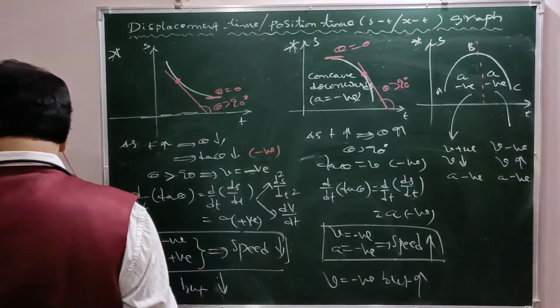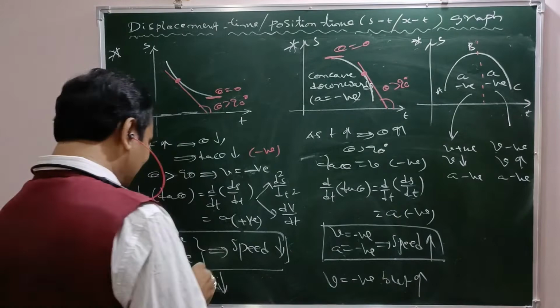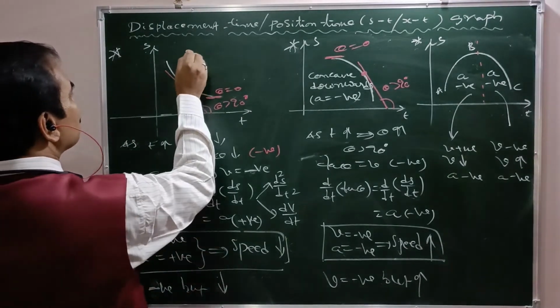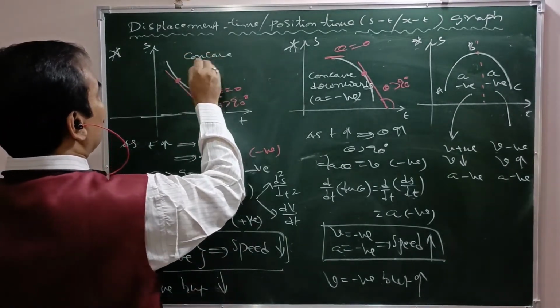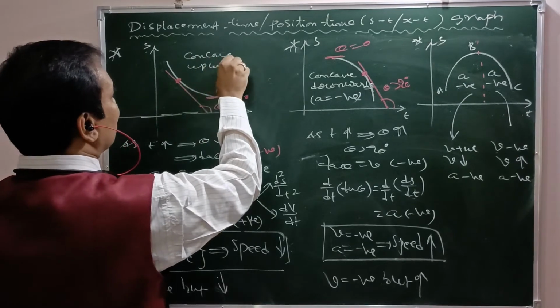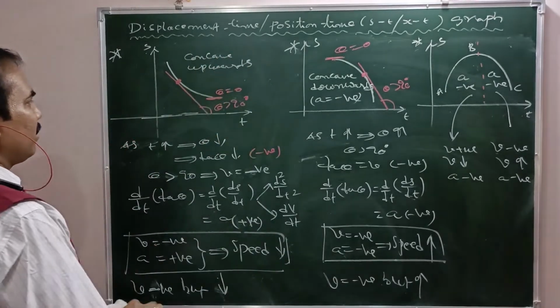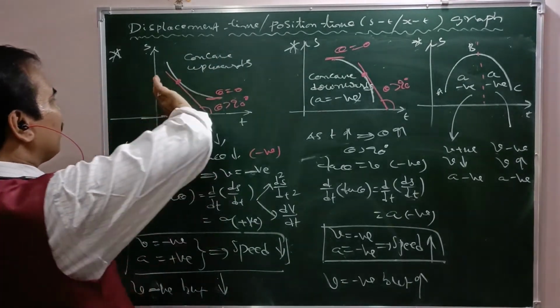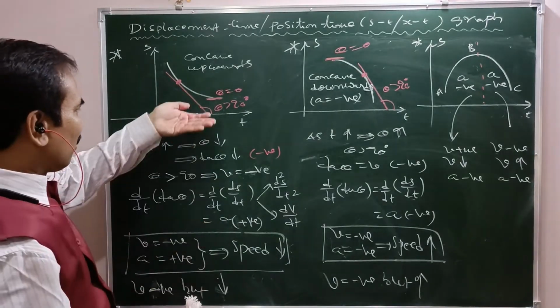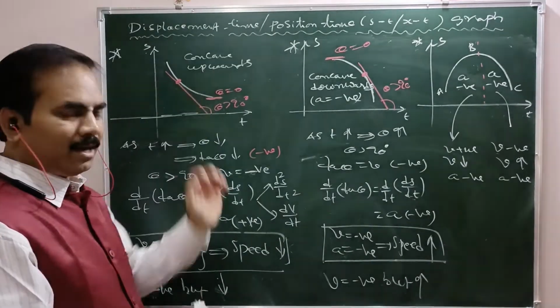The next portion I will draw somewhere here. What is the shape here? Concave upwards. This is what concave upwards looks like. Right?